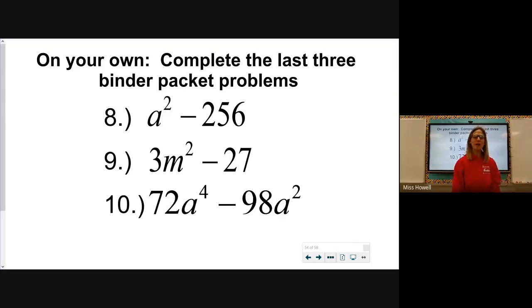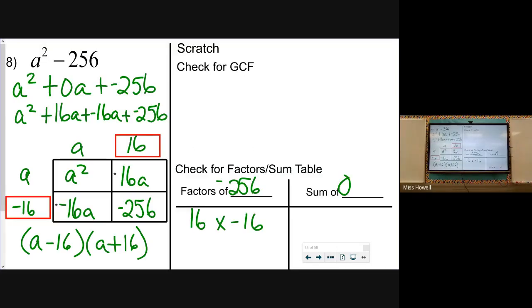All right, hopefully you have your factor completely versions. Let's go through them. If you have mistakes, make your notes correct. So for number 8, there is no GCF, so we should go straight to a squared plus 0a as our placeholder term, and then minus or plus negative 256. All right, our magic combo then is 16 and negative 16, so a squared plus 16a minus 16a minus 256, which would end up getting us to a minus 16 and a plus 16 as our factors.